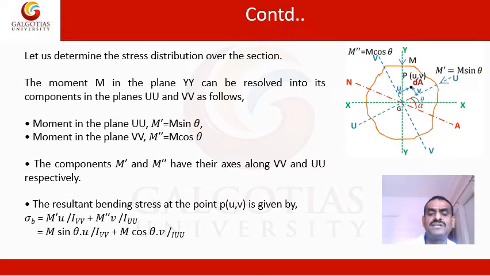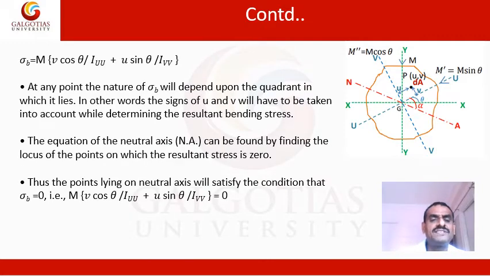IVV is the moment of inertia with respect to the VV principal axis. IUU is the moment of inertia with respect to the UU principal axis. By substituting the values of M' and M'' in this equation, sigma b will finally result as M sin theta u divided by IVV plus M cos theta v divided by IUU. The final equation of bending stress becomes sigma b equal to M into v cos theta divided by IUU plus u sin theta divided by IVV.